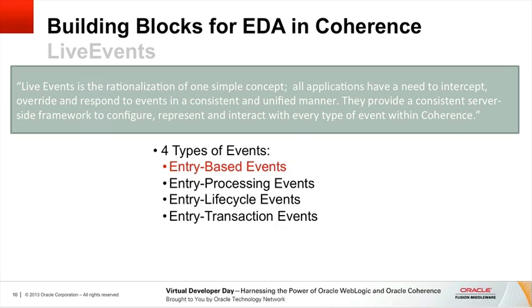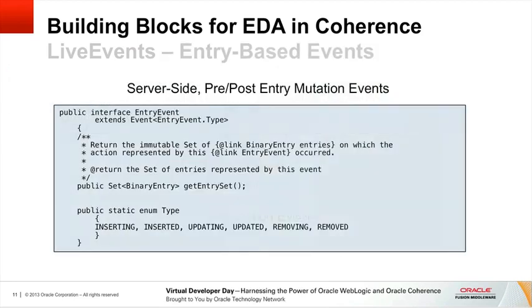There are entry-based events, which allow us to respond to changes to entries within the cluster. There are entry processing events, which allow us to respond to the execution of agents against entries, namely entry processors and aggregators. There are entry lifecycle events, which allow us to respond to the movement of entries within the cluster. And finally, there are entry transaction events, which allow us to respond to a transaction, primarily the Transactions Light framework within Coherence, where we'll get a set of entries that have been modified in the context of that transaction. Today we're going to focus primarily and solely on entry-based events.